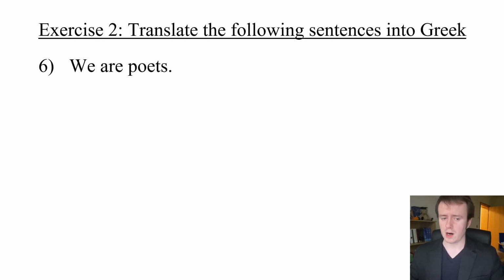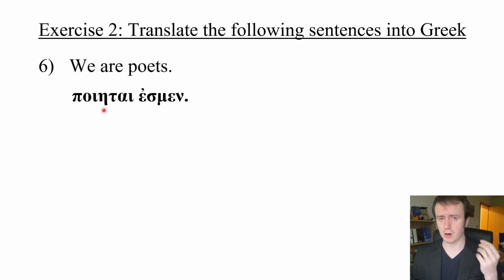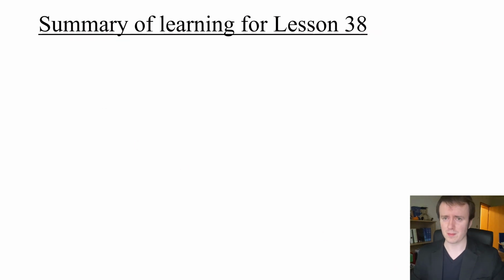Number 6 was we are poets. This would just be two words in Greek, poietai esmen. Esmen means we are, and poietai is poietes, the word for poet, in the nominative plural.